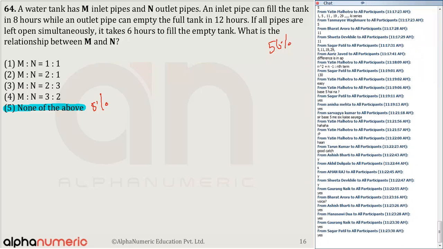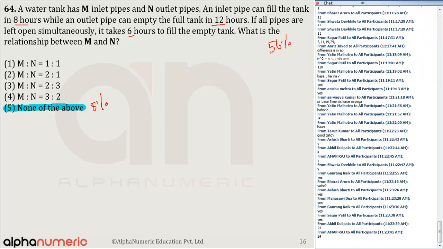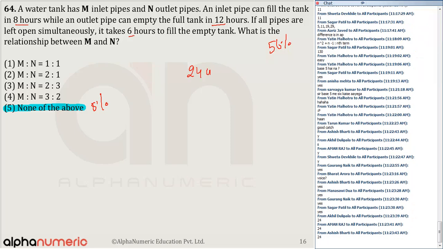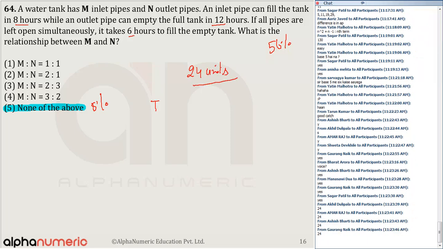Okay, 12 and 8 and 6. What is the LCM? Please tell me. 24. So let us assume the total work is of 24 units. Now there are inlet and outlet pipes. The inlet pipe takes 8 hours, so it is filling 3 units per hour. An outlet pipe can empty it in 12 hours, so it is emptying 2 units per hour.